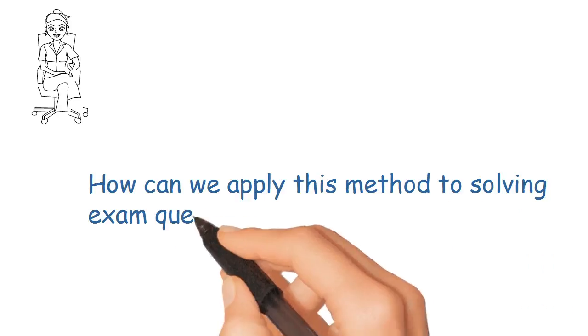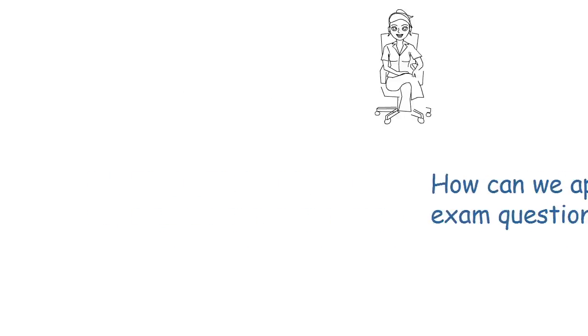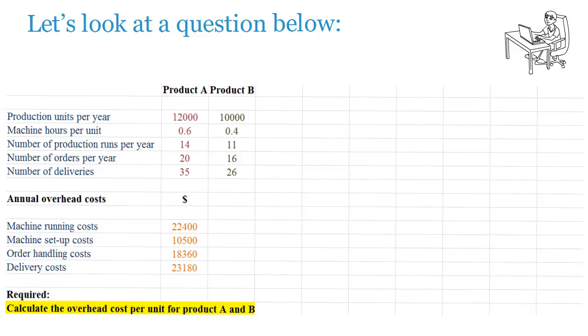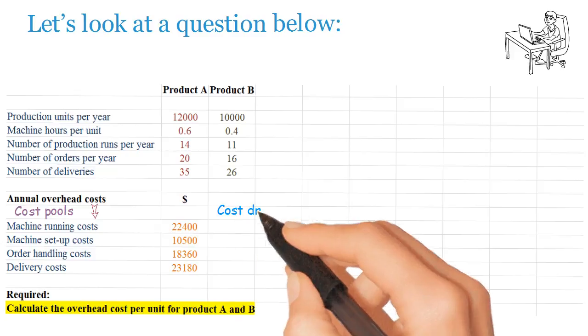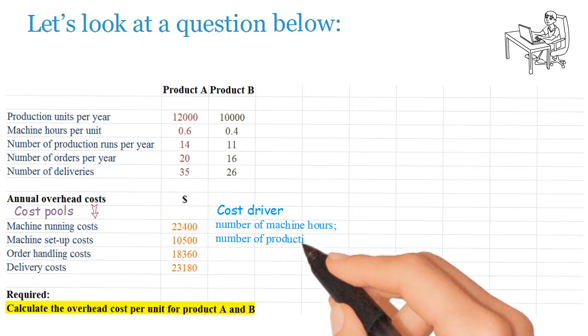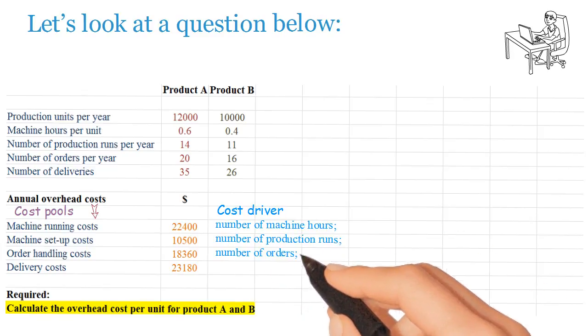How can we apply this method to solving exam questions? Let's look at the question below. In this question, we have cost pools right here. Now, we are going to identify a cost driver for each activity and write before each one. Number of machine hours. Number of production runs. Number of orders. Number of deliveries.